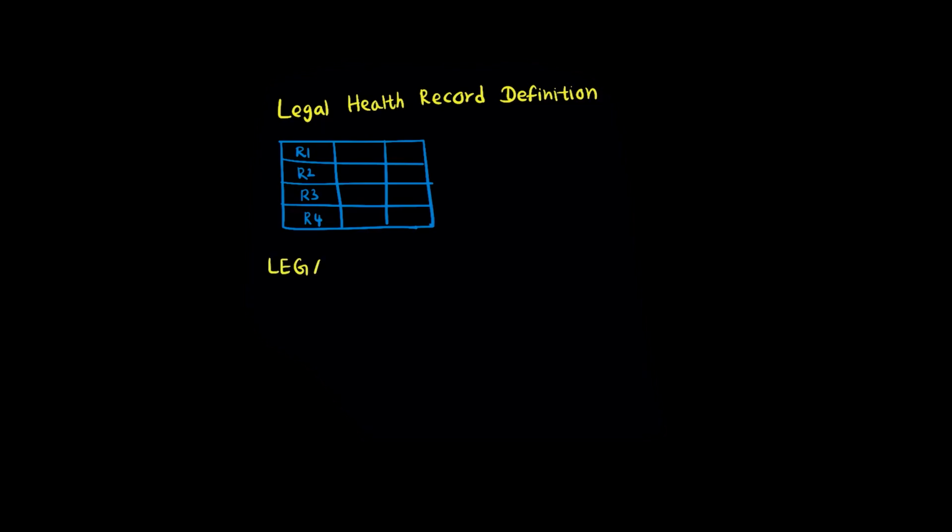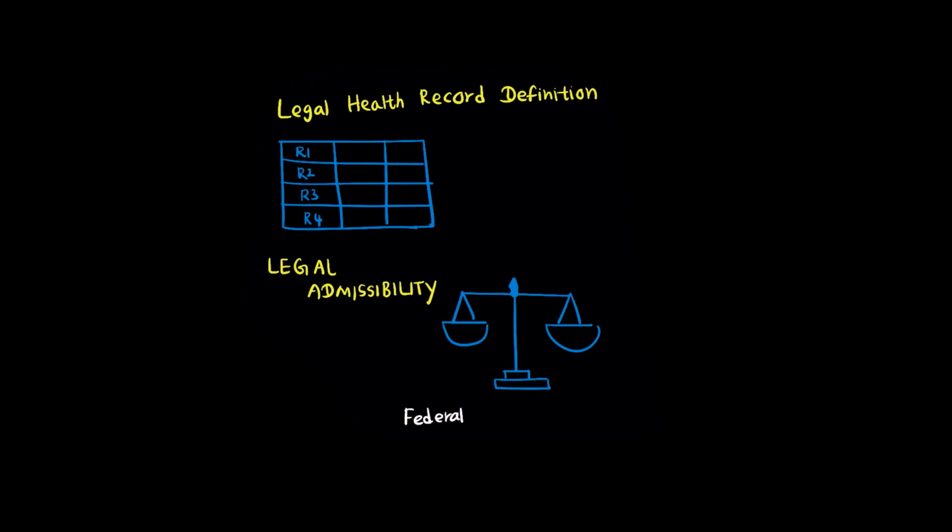Legal admissibility means the record will be accepted as evidence in court, meeting requirements for authenticity, reliability, and trustworthiness under federal evidence rules. This isn't about billing accuracy for reimbursement or quality reporting for performance metrics. It's specifically about meeting evidentiary standards.